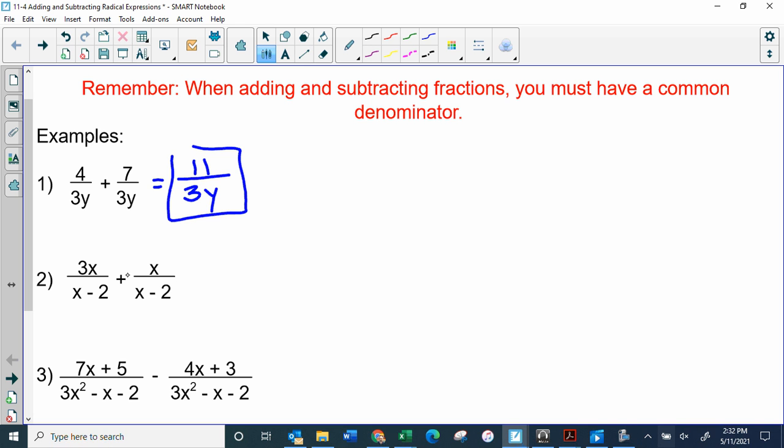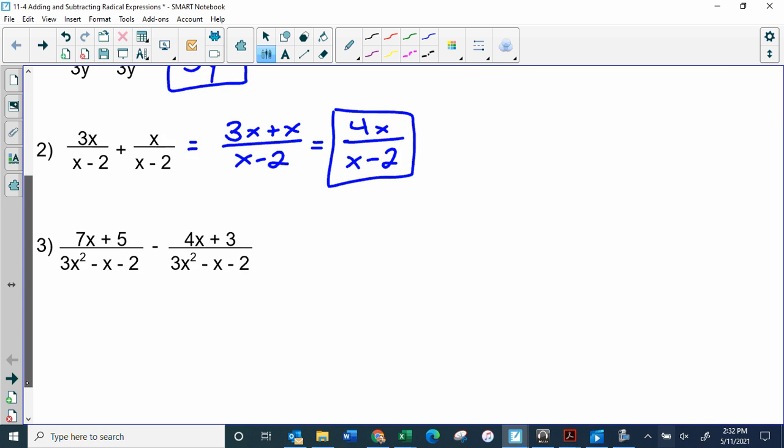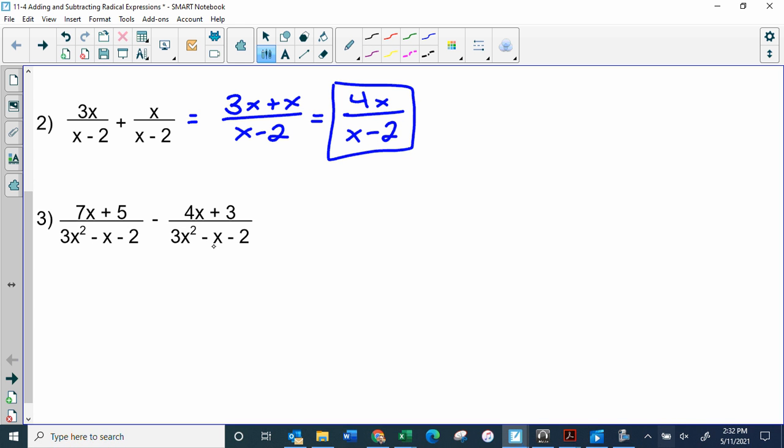All right, here's another one. They already have a common denominator. So I'm going to add 3x plus x and keep the denominator the same. 3x plus x can be simplified to 4x. And that will be your answer. All right, let's look at one more that already has a common denominator, and then we'll look at ones that don't already have a common denominator.